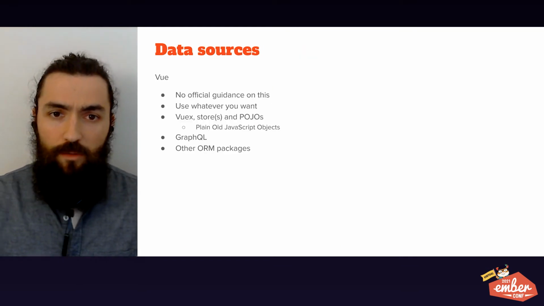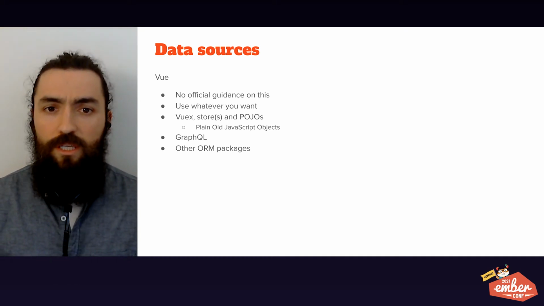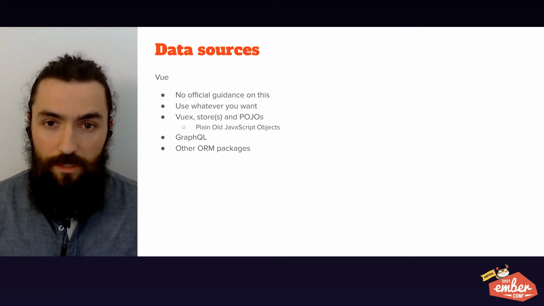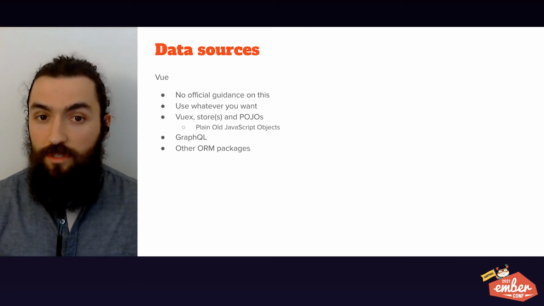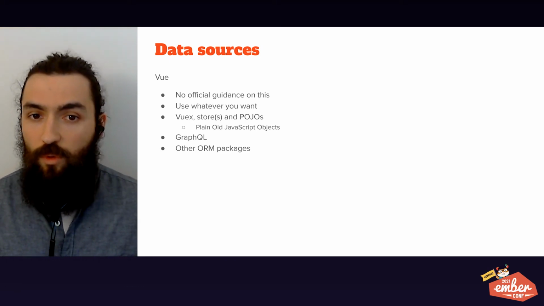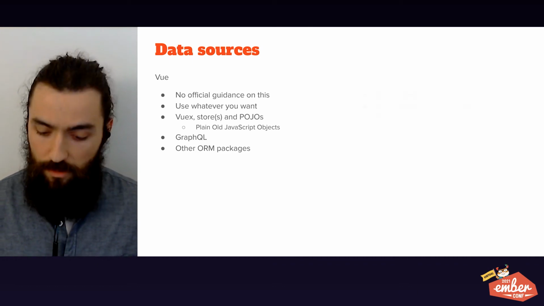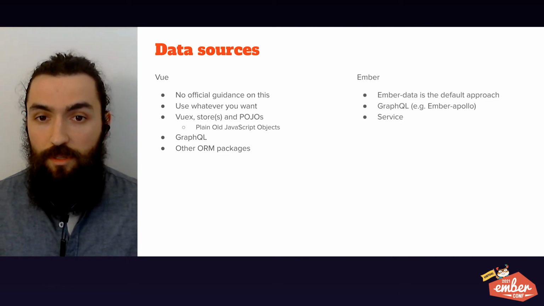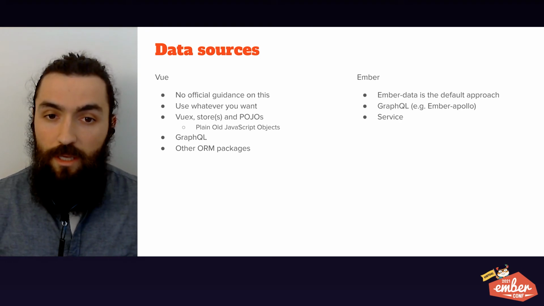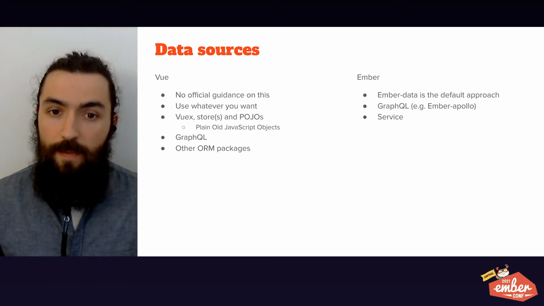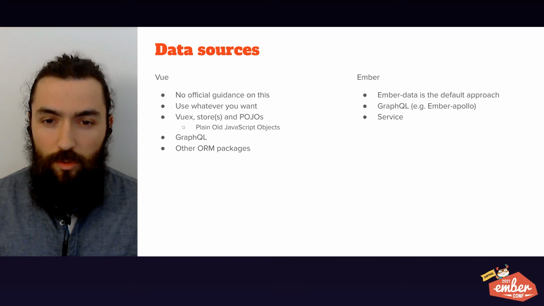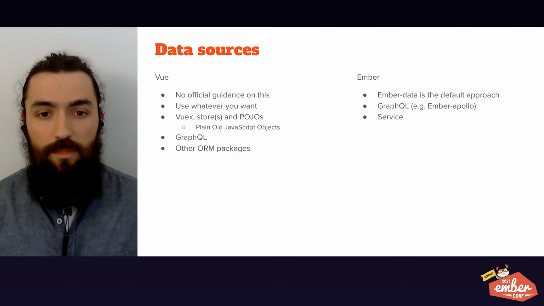Going back to global state, now that we've introduced routes, we can talk about where to get your data from and where to keep it. Vue provides no official guideline on this, encouraging you to use whatever you want. If you need something light, you're probably just using Vuex stores and some plain old JavaScript objects, POJOs. If you need more than that, you might be using some GraphQL client or some other ORM package. In Ember, Ember Data is the default approach for the community. You can use it as a front layer for several different data layers like Firebase, Orbit, and it's a feature-rich ORM. Ember Apollo is another alternative for GraphQL if that's your case. If you only need to use a few POJOs though, remember that services are singletons and they can keep that data for you.